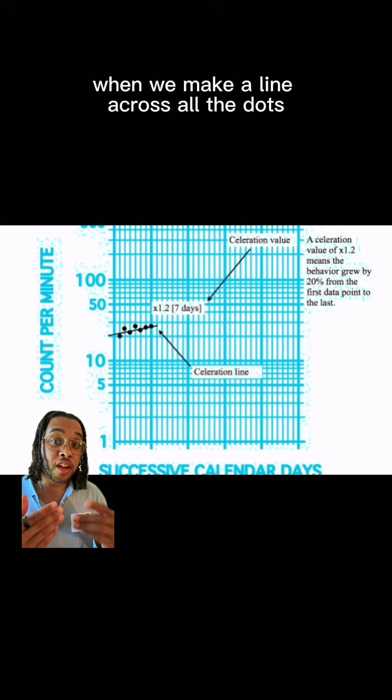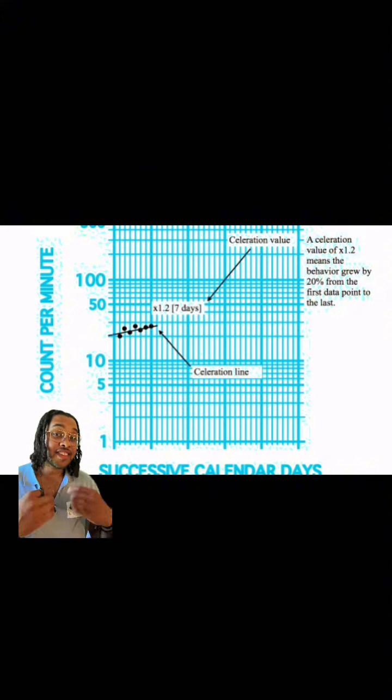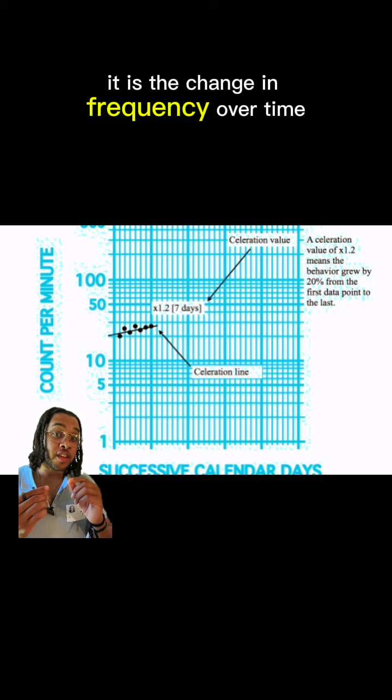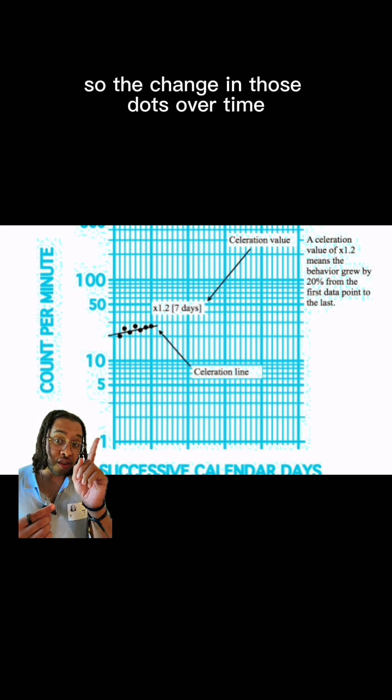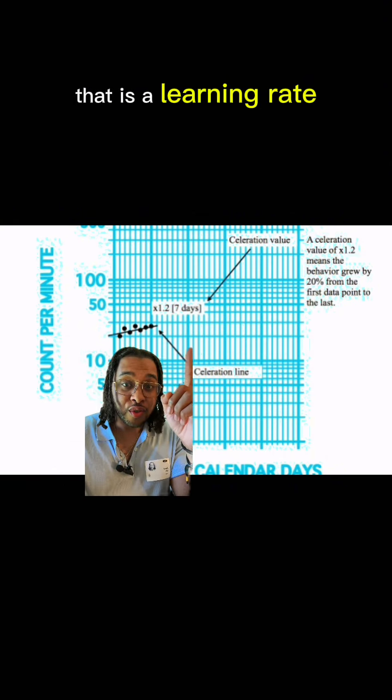When we make a line across all the dots on the standard celeration chart, we get celeration. Celeration comes from the root word of acceleration and deceleration. It is the change in frequency over time. So the change in those dots over time. It quantifies or gives us a number for the speed of change across time. That is a learning rate.